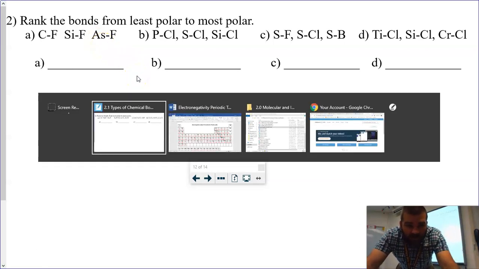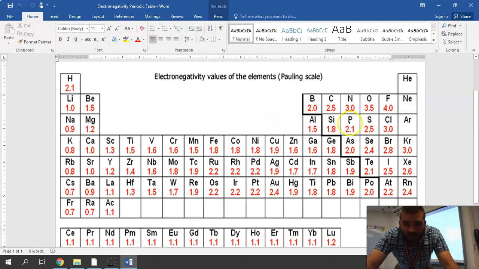Oh, come on. There we go. So here's fluorine, it's 4.0. Carbon is 2.5. Silicon is 1.8. Arsenic is 2.0. What's the difference, right? 2.5 to 4 is the smallest. 2.0 to 4 is the next. 1.8 to 4 is last, or the largest. That's how we're going to rank these.